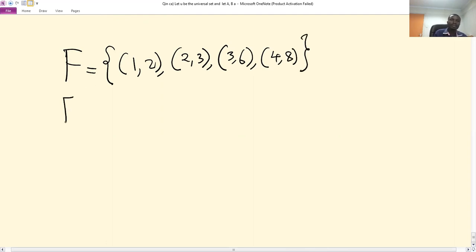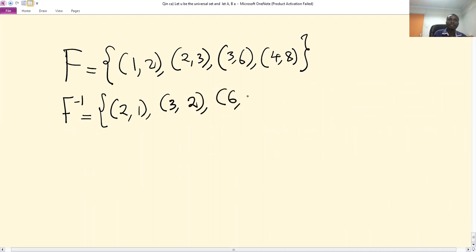So the inverse of this relation is simply given by: now all first elements become the second elements in every pair and vice versa. So this will be (2, 1), (3, 2), (6, 3), and (8, 4). So that is the inverse of that given relation: (2, 1), (3, 2), (6, 3), and (8, 4).